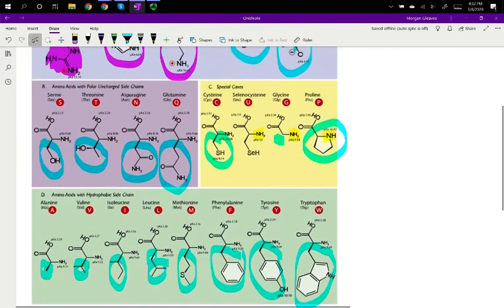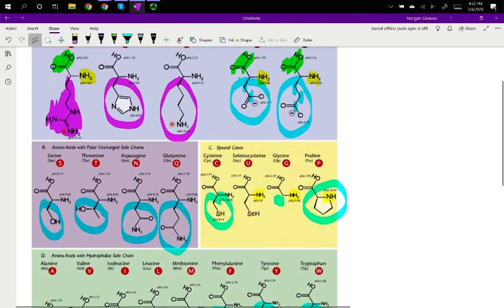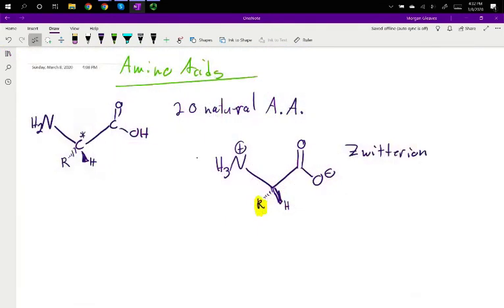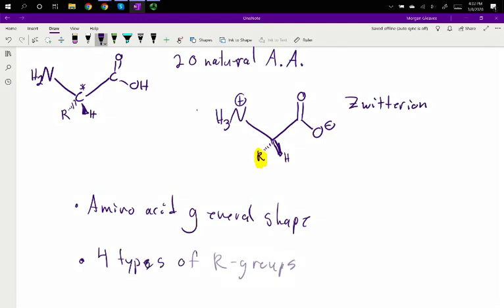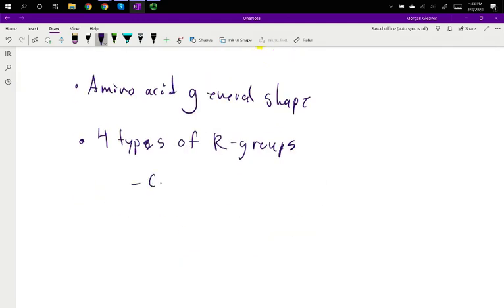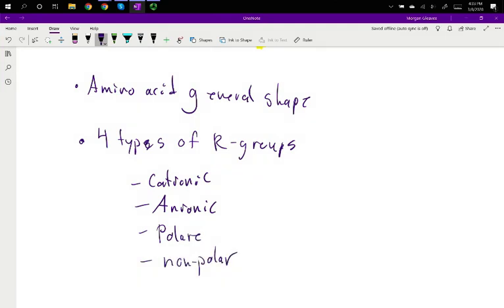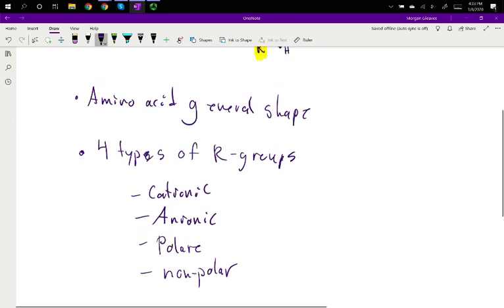But this is the idea of the amino acids. These are the different R groups coming off of them. And so the big takeaways I want to fill with this one. That is for part one, amino acid general shape, which is what we see above. There's an amine, there's a carboxylic acid, there's an R group. There are generally four types of R groups. What are those types? We've got the cationic, the anionic, the polar, and the nonpolar. And then within each category, there's just size and distance differences. But those are the general types of amino acids we're going to look for.